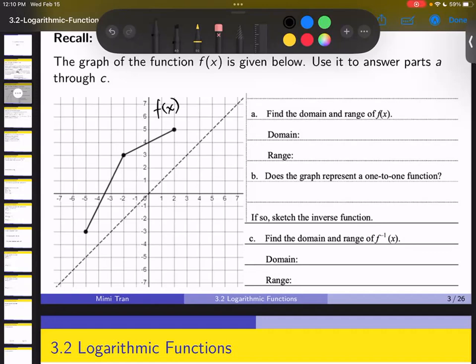So the function, if you look on the x-axis, starts at -5. Is -5 included? Yes, right. Solid dot means included. So start at -5, include -5, so bracket, all the way to 2, include 2, so another bracket. What about the range? Where does it start, from bottom to top? Yeah, from -3 to 5.